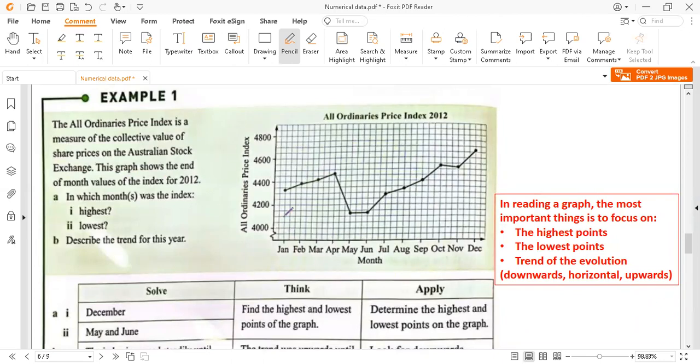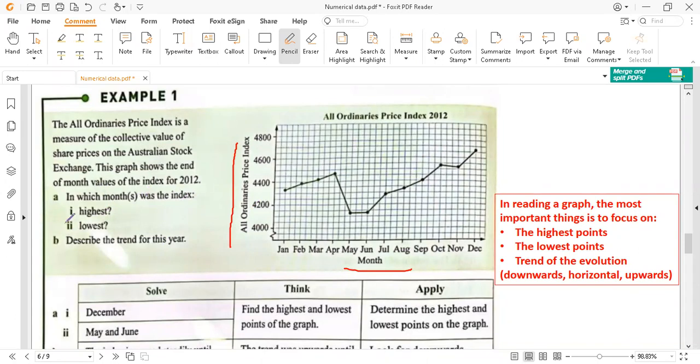For example, in this graph, they told us that the All Ordinaries price index is a measure of the collective value of share prices on the Australian Stock Exchange. This graph shows the end of month value of the index for 2012. The graph is about the variation of the All Ordinaries price index for 2012 along the months of the year.